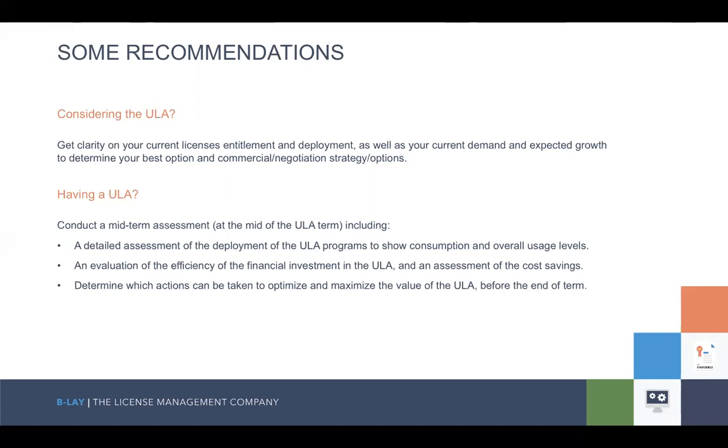Or if certain products are completely not going to be used anymore, build your negotiation strategy on how to get rid of the associated support for the programs that you're actually not using, but for which you paid money, because that is the basis of your commercial negotiation. So determining what actions can be taken to optimize and maximize the value before the end term of the ULA is really something I would recommend you to do, because then you still have the time.